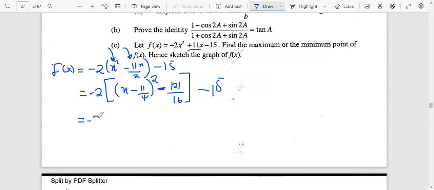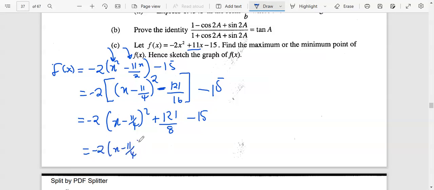So this is going to give us negative 2 multiplied by the first bracket. We're going to have negative 2 times x minus 11 over 4 squared, and then negative 2 times negative 121 over 16. That would be positive 121 over 8, and then minus 15. This will give us negative 2 times x minus 11 over 4 squared, plus 121 over 8 minus 15. So multiply 8 times 15.